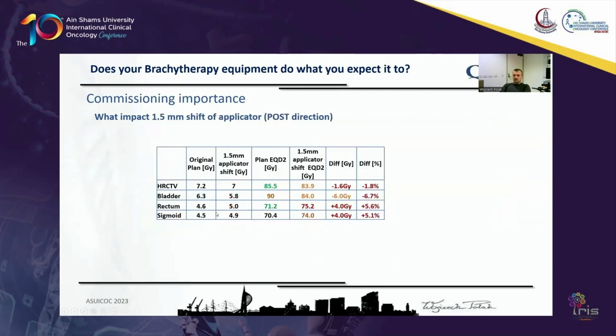It's even more pronounced when we look at the impact of the applicator shift. So if we do not reconstruct the applicator in the correct place, a 1.5 millimeter shift of the position of the applicator with respect to where it really is can lead to very similar errors of around 6 to 7% on the actual dose delivery. So it is very important to know where the sources are, for example, during the brachytherapy treatment.